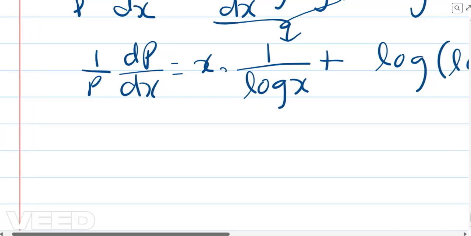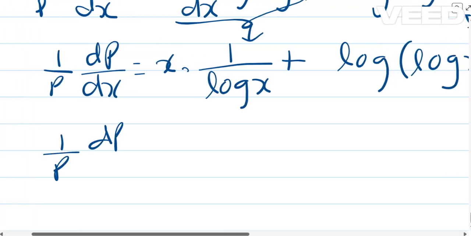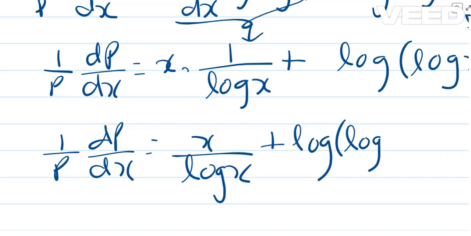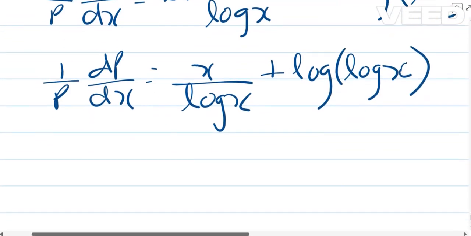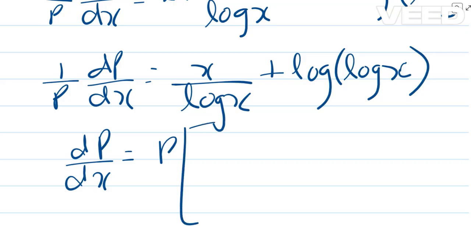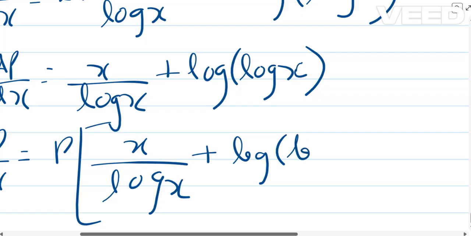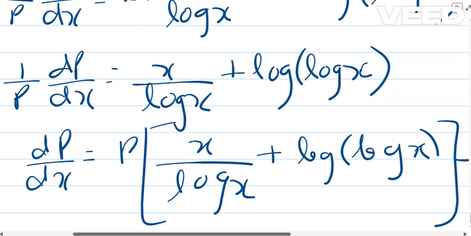Now the next step is 1 by p dp by dx equal to x by log x plus log of log x. We take p to the other side by transposing it, and we'll get dp by dx equal to p times (1 by log x plus log of log x). Let's name this as equation 1.